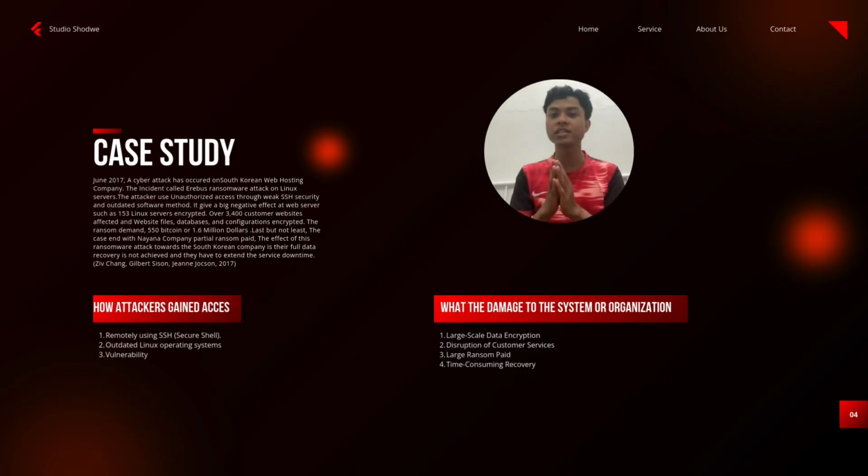Nayana ended up paying a large amount of money, but even then, they couldn't recover all their data. The recovery process took a long time, and services were disrupted for weeks. Overall, the damage included major data loss, service downtime, financial loss, and a very slow recovery process. This case clearly shows that Linux systems can also be targeted by ransomware if security is not properly managed.